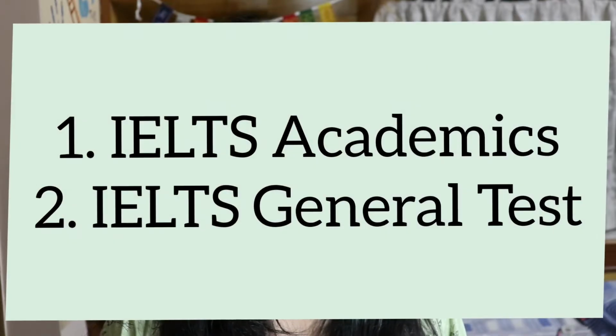So there are two types of IELTS exam, IELTS academic and IELTS general test. In both types of exam, the reading section is there. It's held in the second slot of the IELTS exam, where we are given 60 minutes to solve 40 questions. And these 40 questions are divided into 3 different sections. And we will be given no extra time to transfer our answers to the answer sheet.